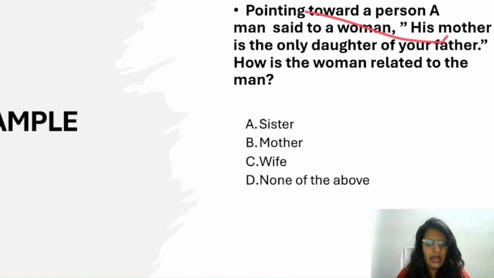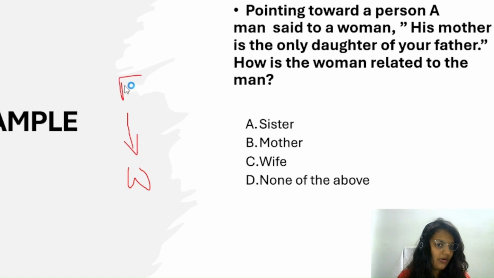Pointing toward a person, a man said to a woman, his mother is the only daughter of your father. So, obviously, guys, if you see the question itself, let me take a pen so that it would be easier for you. He's saying that the woman, whoever is, she's the only daughter of his father. This father obviously means a male, so it's a plus sign. A woman is a minus sign. Now, his mother is the only daughter of your father, so the woman is the same as the mother of the son.